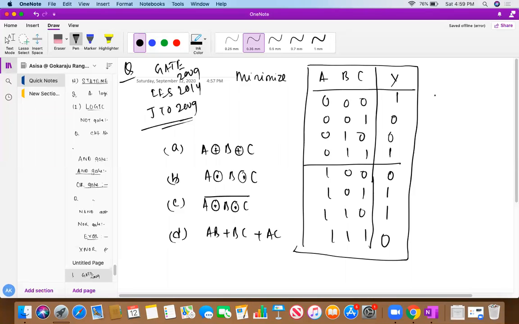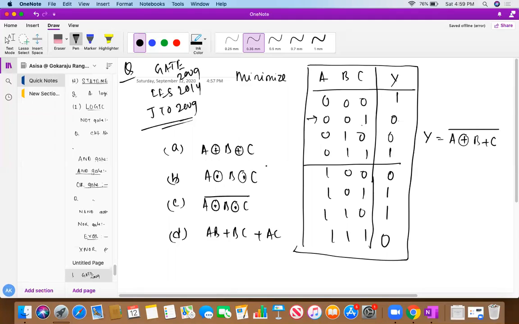Output is 1 when an odd number of ones are there. So see here, odd number of ones are there, but the output is 0. Am I correct, students? So can it be that my output will be A XOR B XOR C bar? Can it be like this? Obviously, am I correct, students? It will be A XOR B XOR C bar. Because why is it like this?